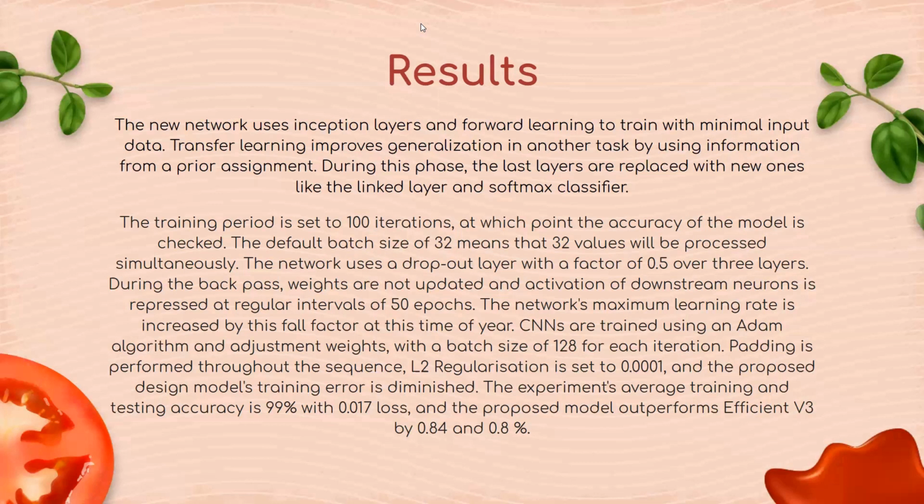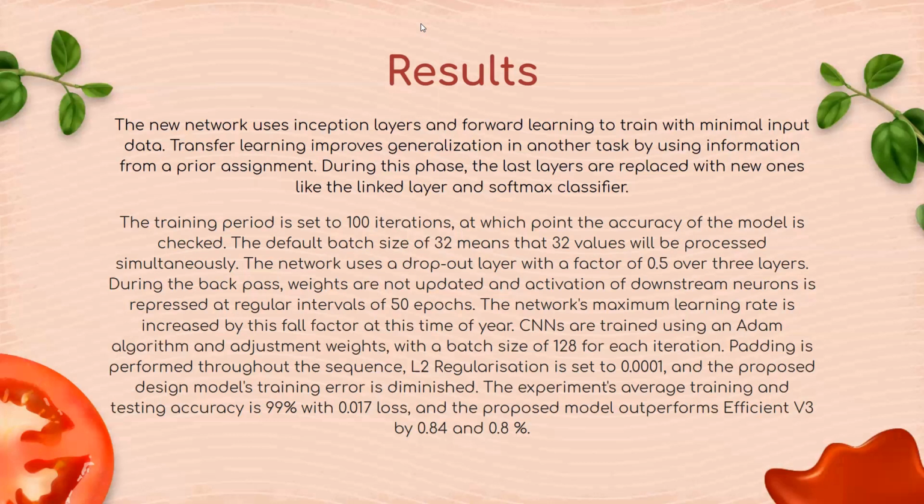The training period is set to 100 iterations, at which point the accuracy of the model is checked. The default batch size of 32 means that 32 values will be processed simultaneously at one time, and the network uses a dropout layer with a factor of 0.5 over 3 layers. And during the backpass, weights are not updated, and activation of downstream neurons is repressed at a regular interval of 50 epochs. Maximum learning rate of the network is increased by this factor at this time.